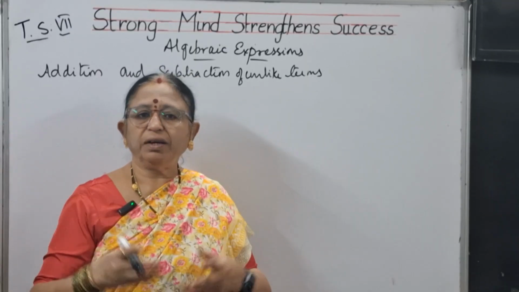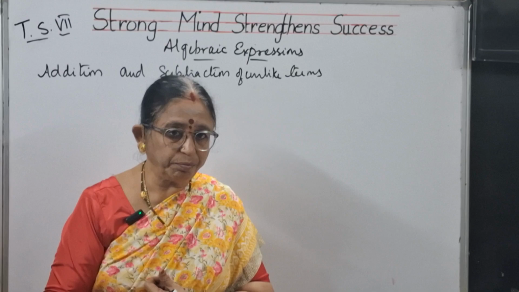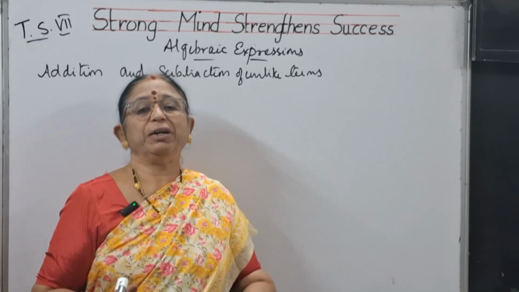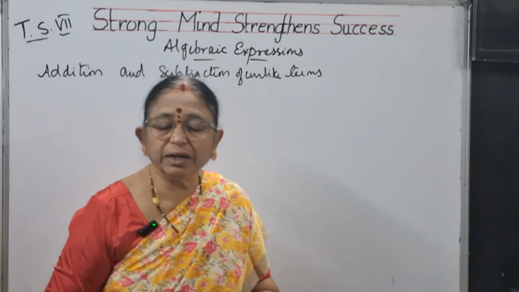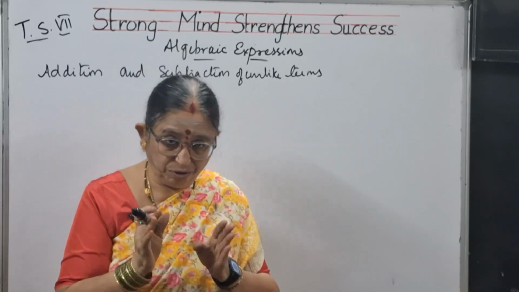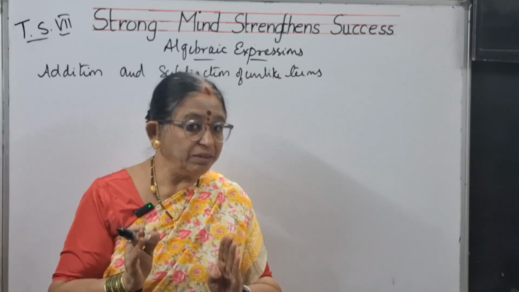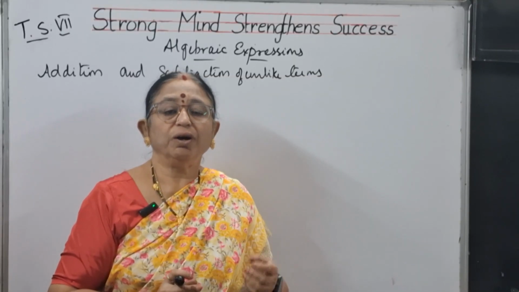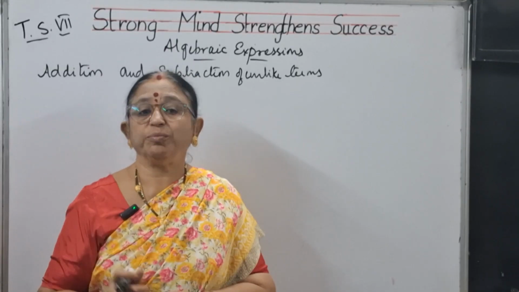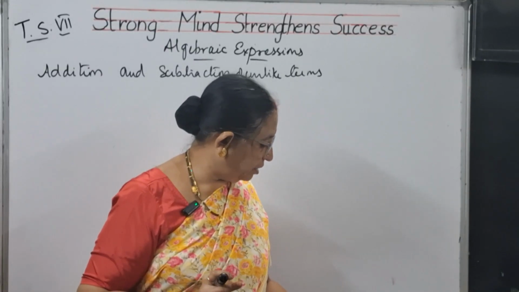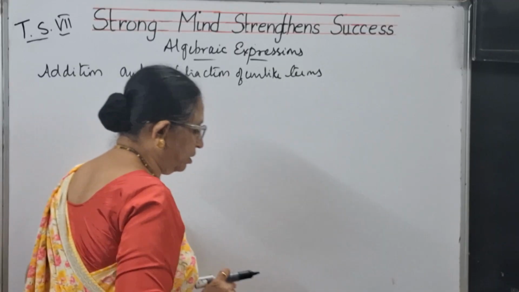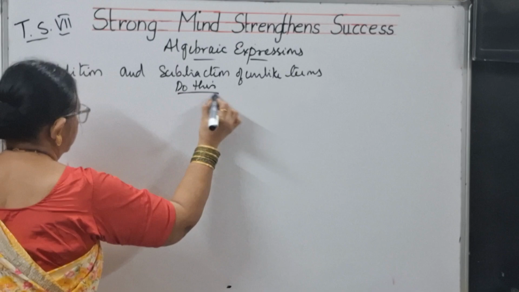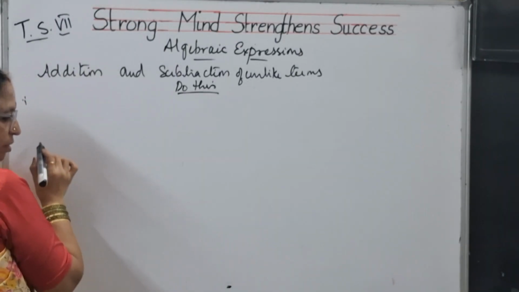Unlike terms, as I said, will not have the same variables, or sometimes the variables might be the same but their powers differ. So you should have a thorough differentiation between like terms and unlike terms. And now we are going to learn how unlike terms should be added or subtracted. Let us start these sums.